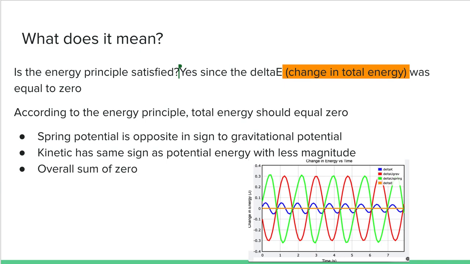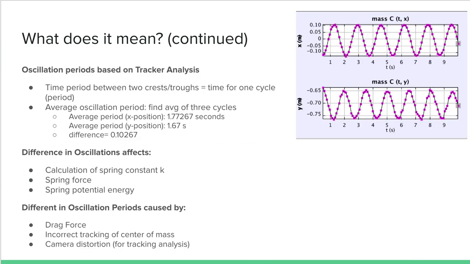Is the energy principle satisfied? Yes, it is satisfied since the delta energy was equal to 0, as seen here with this orange line. According to the energy principle, total energy should equal 0. Since the spring potential is opposite in sign to gravitational potential, the kinetic has the same sign as potential energy with less magnitude. The overall sum is 0.